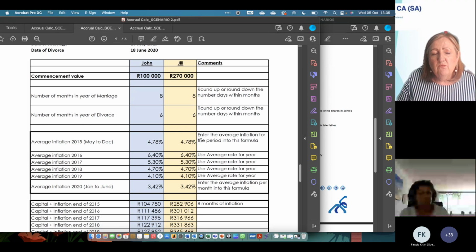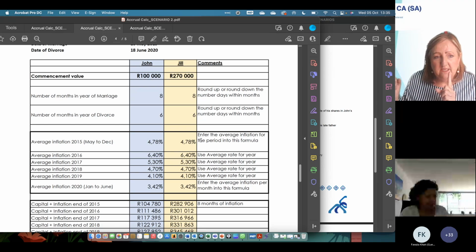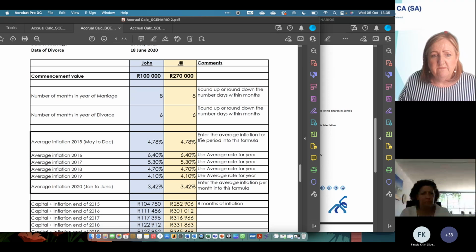So the reason why we split it for the first year, 2015, it was 8 months. So you only use the average for 8 months from May to December. The average CPI as per that other schedule, you take the average for those months, and it will be the 4.78. The other months from 2016 to 2019 is for the full year that they were divorced. So you just take the average as on the schedule.